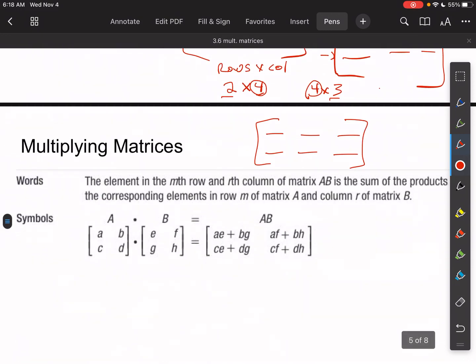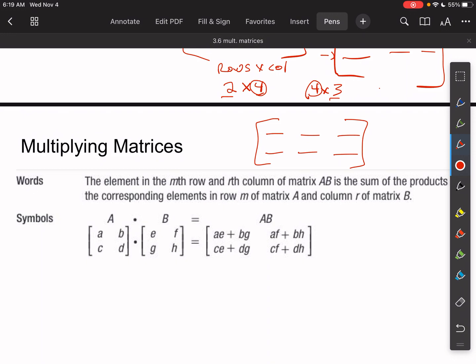Okay, so when you multiply a matrix, you guys, here we go. At first glance, it appears complicated, but it's actually pretty simple if you follow a few simple rules. So here it says the element in the mth row and rth column of matrix AB is the sum of the products of the corresponding elements in row M of matrix A and column R of matrix B. Okay, whatever. Don't worry about that too much. I want to show you the process.